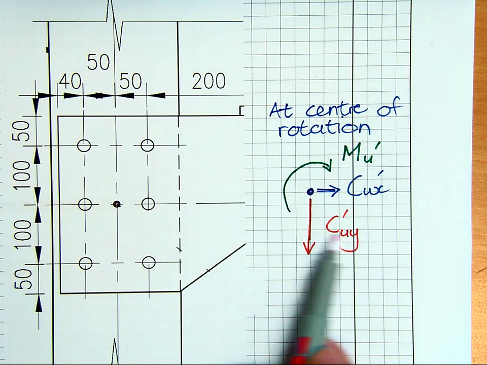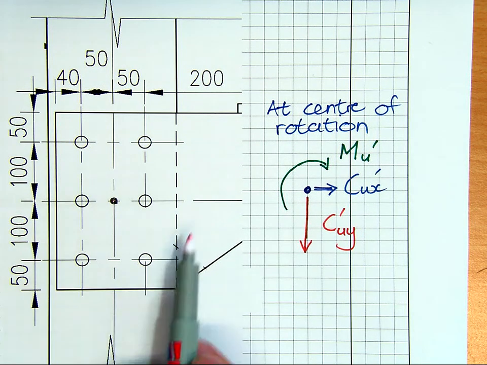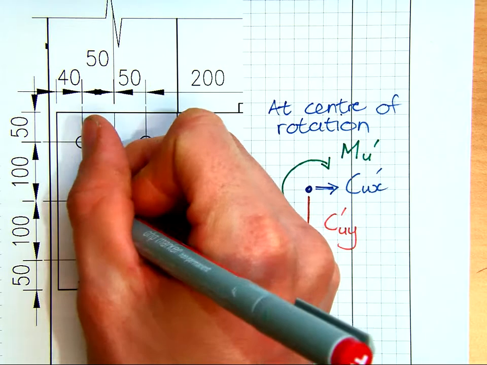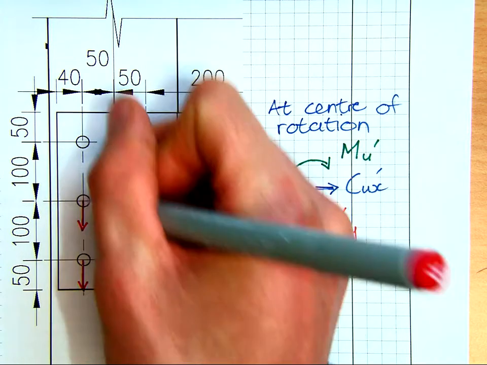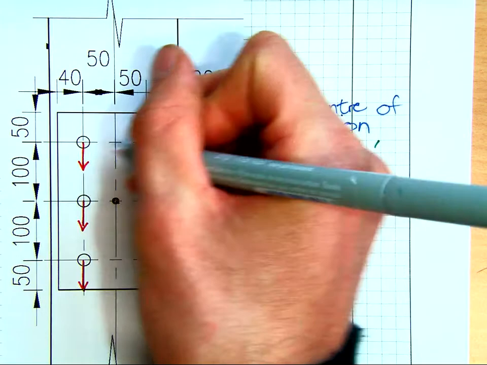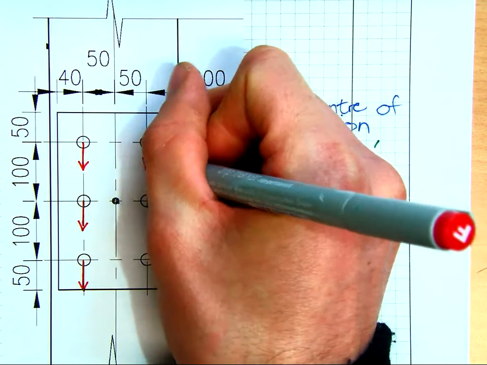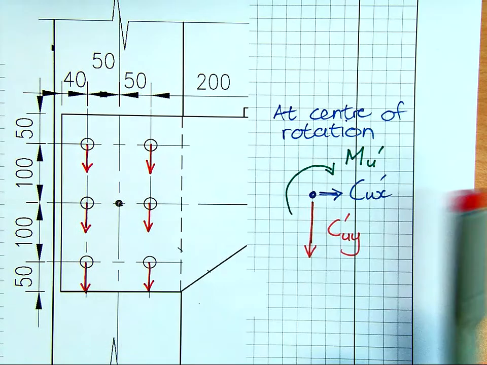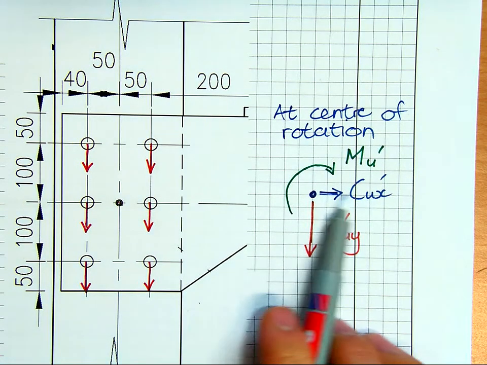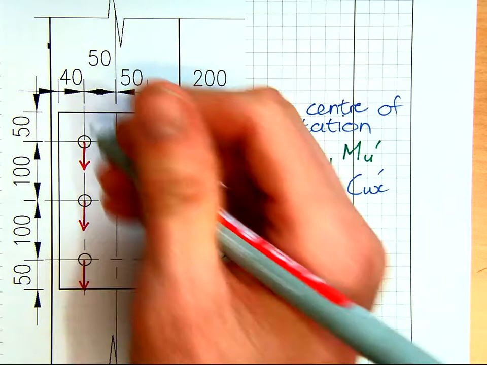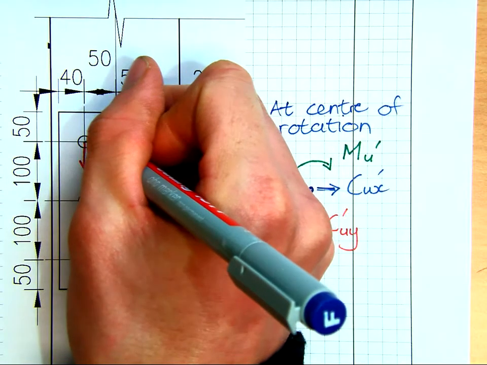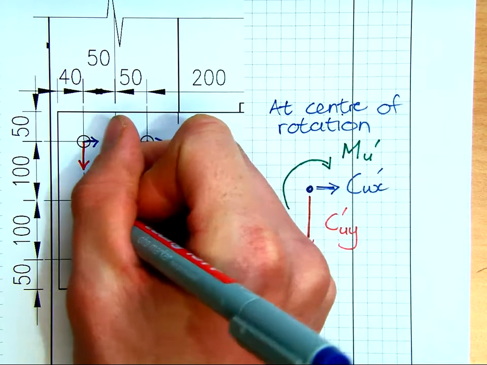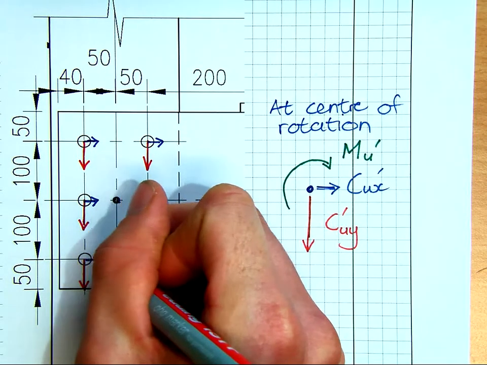We simply take the vertical force and divide it by the number of bolts, and this will give us a vertical component in each bolt. So roughly CUY over 6 will be carried by each bolt in the group. So that's what we've got. I'm just drawing the vertical component in each bolt. And then once again, the CUX, the horizontal component, will be carried by each bolt, so that is distributed around all of those bolts.